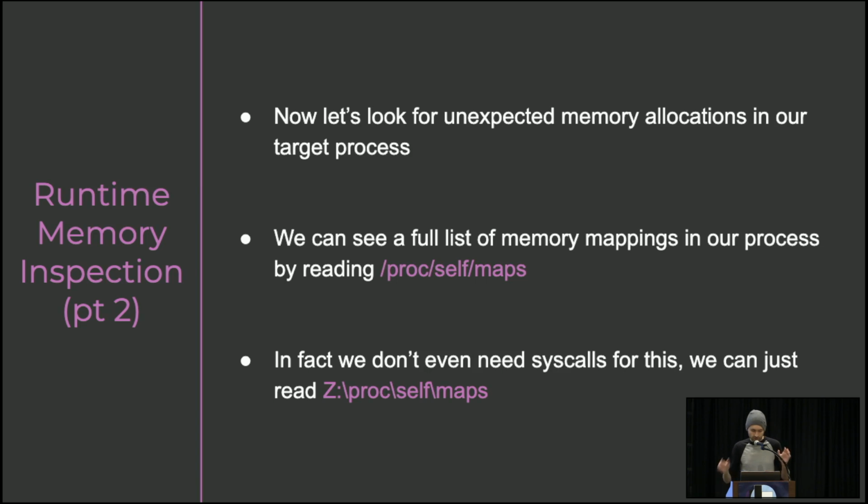Then I realized I'm being stupid. You don't have to do any of that because you have the Z drive, which will just let you read things from the Linux file system. So you don't need syscalls for this part at all. All you need to do is read Z proc self maps, and you can read the real canonical memory mappings of your process from your Windows environment.